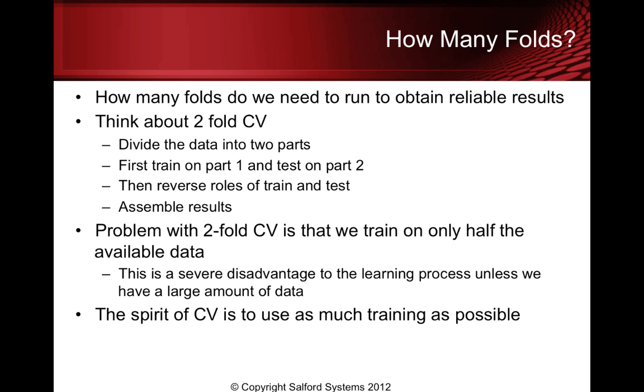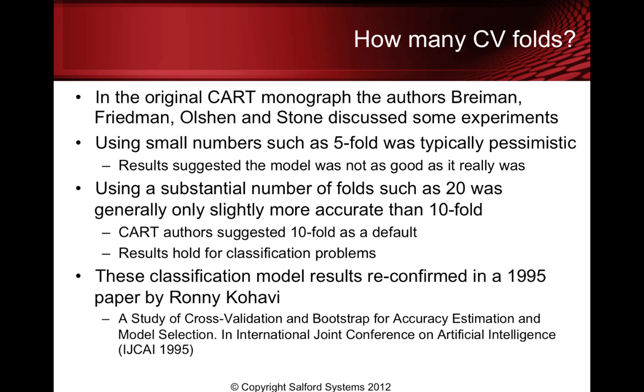So the spirit of cross-validation is actually to use as much training data as possible. Breiman, Friedman, Olshen, and Stone actually find that 20-fold is better, meaning it gives you more precise estimates of the actual performance of your model than 10-fold, but only a little bit more. And at that point in time, writing in the early 1980s, they felt that 10-fold was good enough given the speed of available computers.